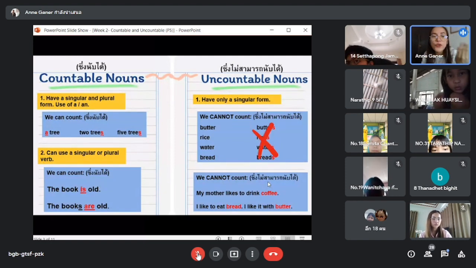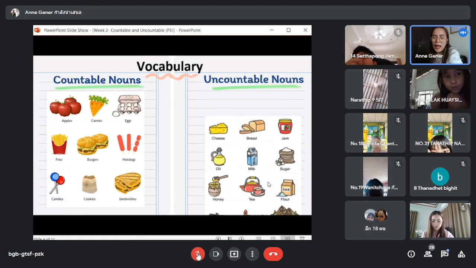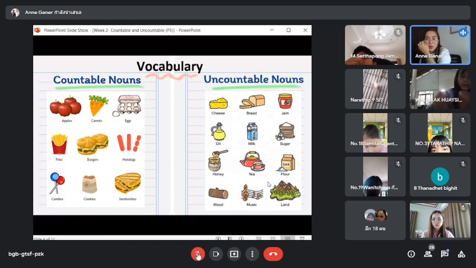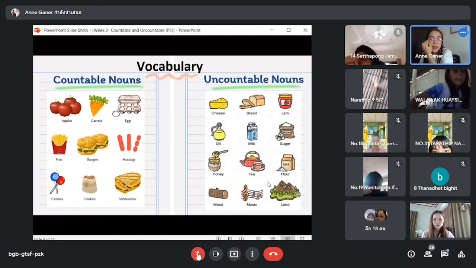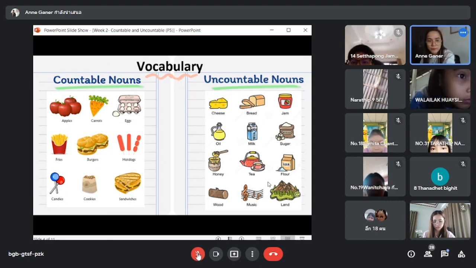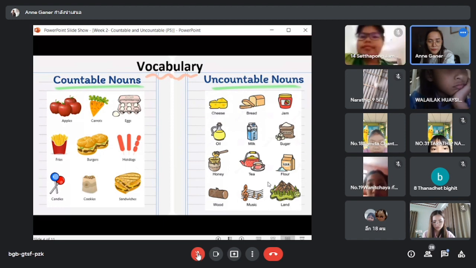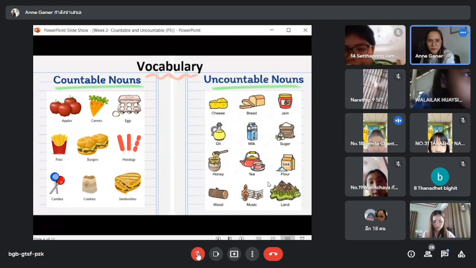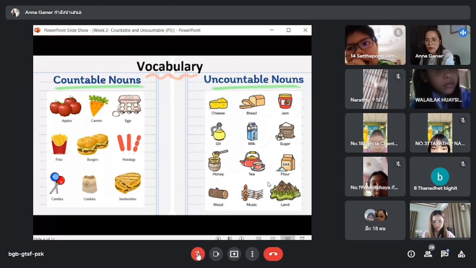Now let's go for more examples. Okay, here I have more pictures of countable and uncountable nouns. For countable nouns, what are the examples there? Apple. How many apples are there? Four. Can you say four apples? Four apples. Okay, next.